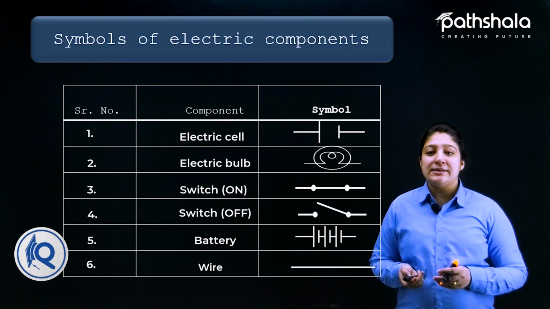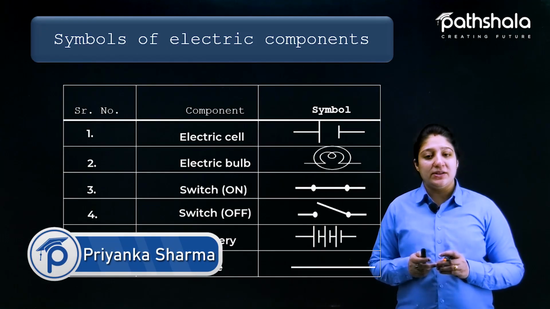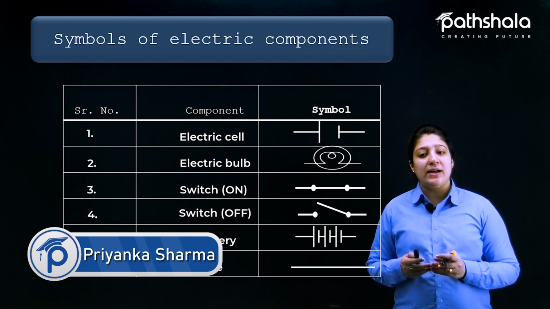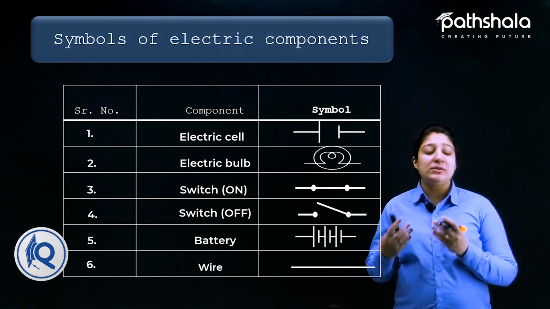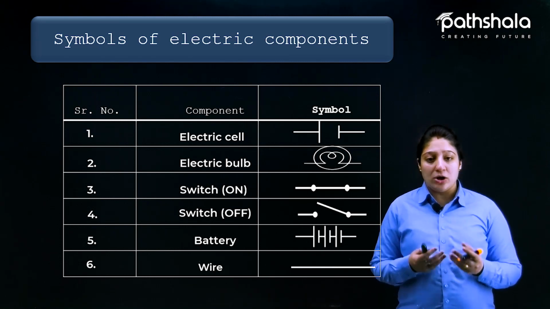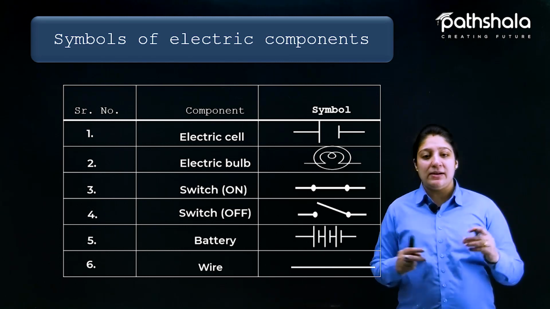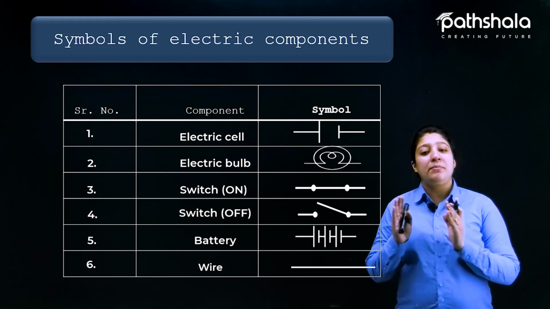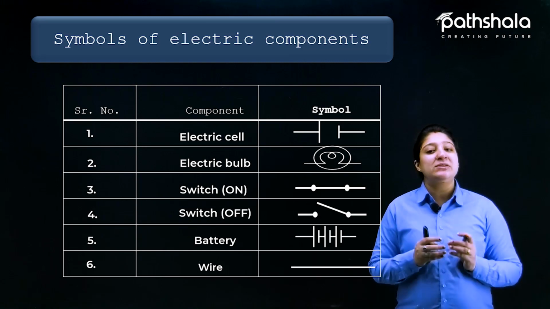So our next topic is symbols of electric components. Now what happens if I say that you just make a circuit diagram using a bulb, switch and a cell, then how much time will it take? It will take a lot of time to draw a cell, a battery or a bulb. But what scientists did is they made some symbols.